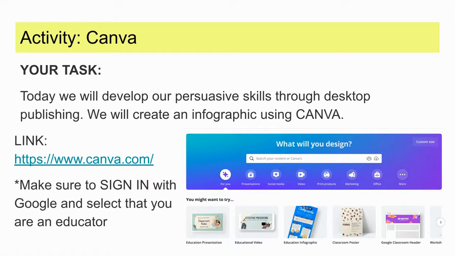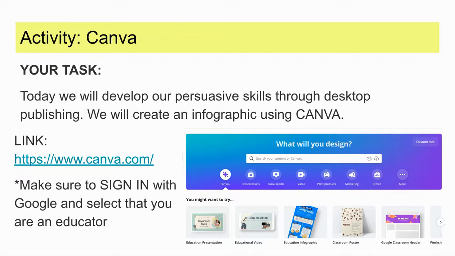All right. Now, the tool that we're going to use to make this persuasive poster or infographic is going to be Canva. So Canva is a free tool available in education for students. You do get free access as a teacher as well to all their templates, all their tools, and it is an amazing product. So we're going to develop our persuasive skills through desktop publishing. And desktop publishing is just anything digitally that we're able to produce a product. And we're going to be creating an infographic.